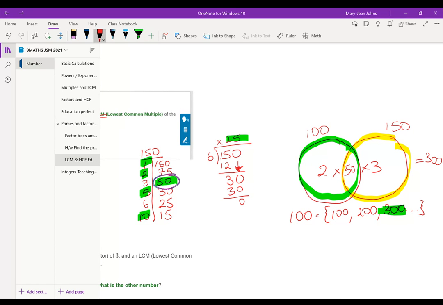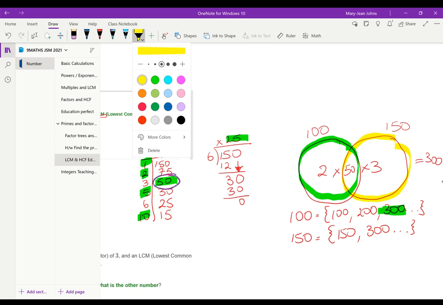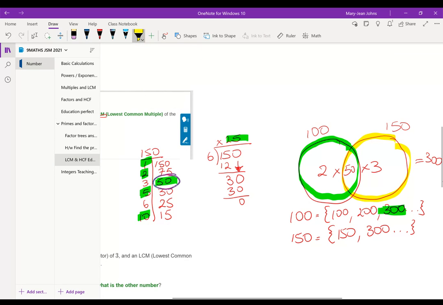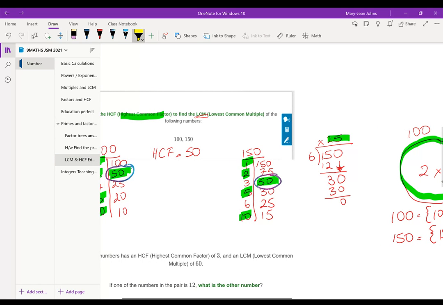Let's check for the other one, for 150. 150 times 2 is 300. There's my 300. So let's change this so that it's the same color. So now I have found my lowest common multiple by using my highest common factor. This takes a little bit of time to get your head around, so pause the video as many times as you need or re-watch it as many times as you need to help.